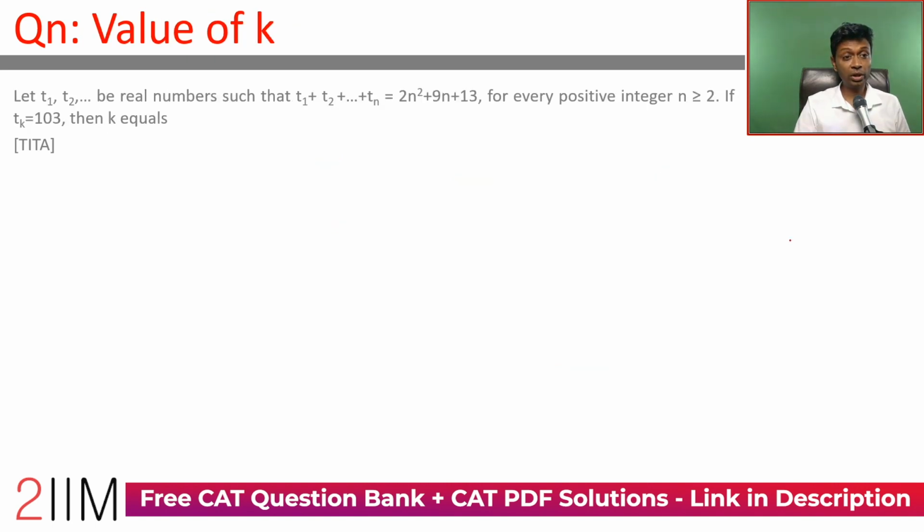Let T1, T2, etc. be real numbers such that T1 plus T2 plus T3 till Tn is 2n square plus 9n plus 1. T1 plus T2 till Tn is 2n square plus 9n plus 13.